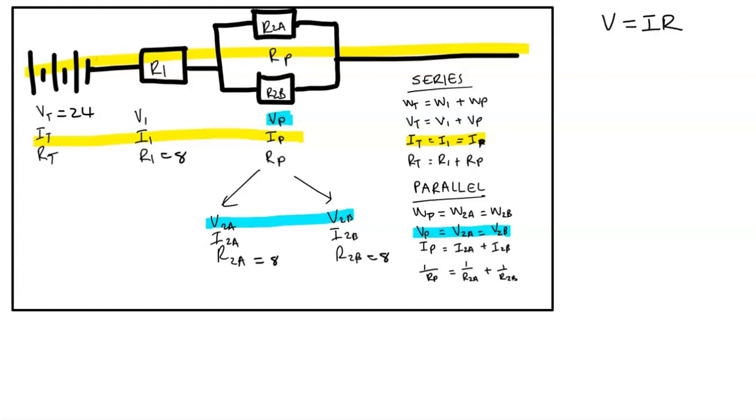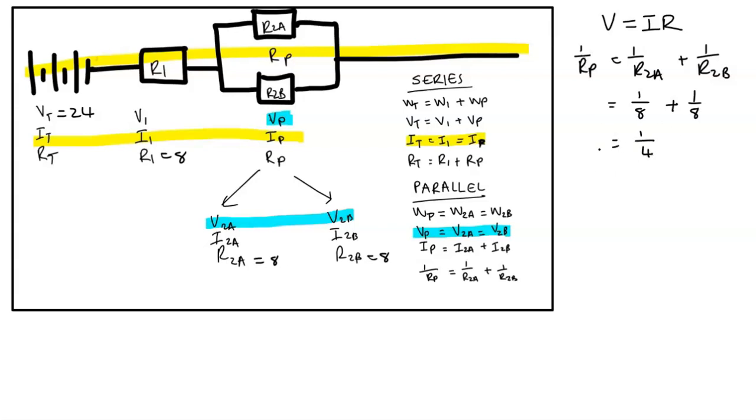So if I look at the parallel piece, I have the 2 resistors. So that means I can determine RP. So I'm going to do it here. 1 over RP equals 1 over R2A plus 1 over R2B. I'm just copying what I did earlier in my preparation. And then I substitute 1 over 8 plus 1 over 8. That's 2 over 8, so it's a quarter. Your calculator will do that for you.